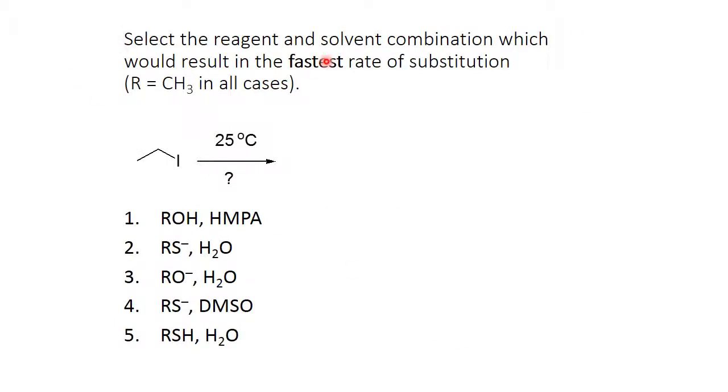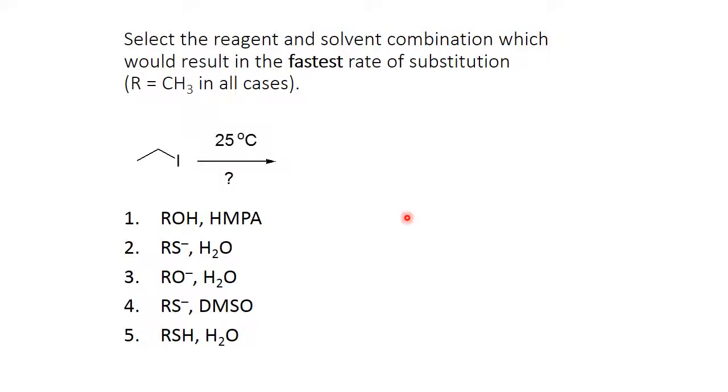E1CB. Select the reagent and solvent which would result in the fastest rate of substitution here. Well, since this is primary, we're going to want to have conditions that would give SN2. So I look and I can eliminate any of the protic solvents. I see this and I see this are polar aprotic. The alcohol is not as good a nucleophile as this negative thiol, this thiolate right here.